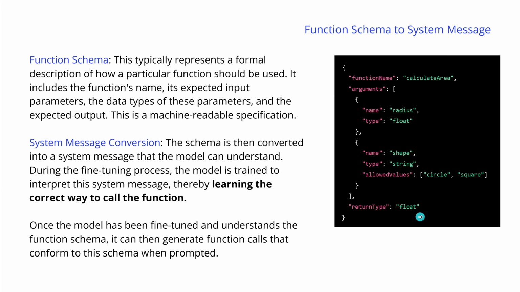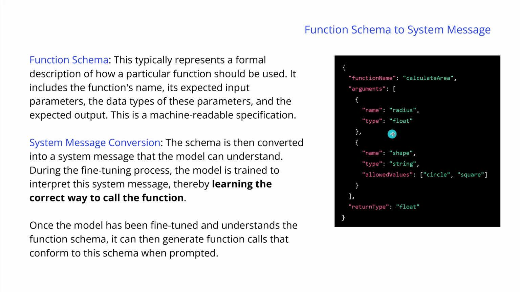Talking about function schema to system message, this is interesting here. On the right hand side, I've typed a function schema to calculate simply the area either of a circle or of a square. You see here what is the schema of this particular function, input, output, what are the allowed values. To be correct, this function schema represents a formal description of how a particular function should be used. You have the function name, input parameters, the data types, and the output. And this is a machine-readable specification, of course. It's a JSON file.